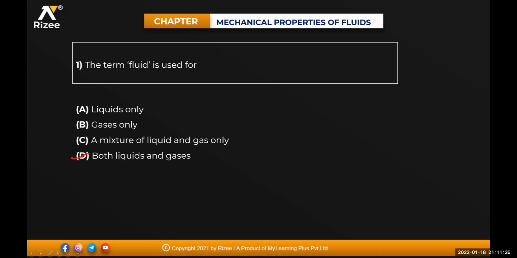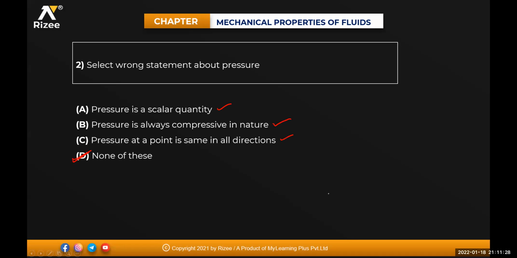Okay. So the term fluid is used for what, beta? Both liquids and gases. Select the wrong statement about the pressure. Pressure is a scalar quantity, that is correct. Pressure is always compressive in nature, that is also correct. Pressure at a point is the same in all directions, that is also true.